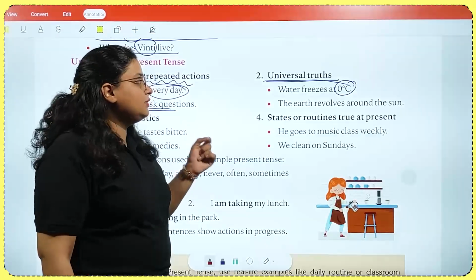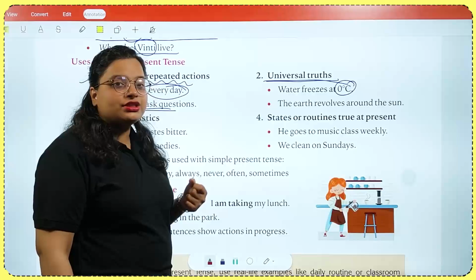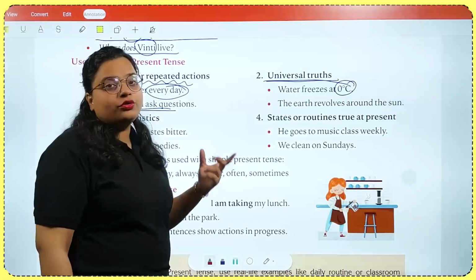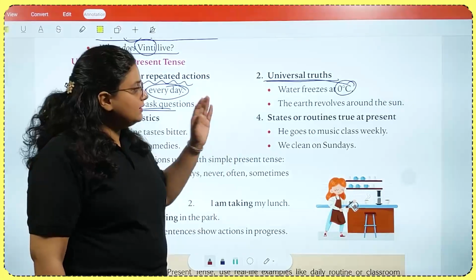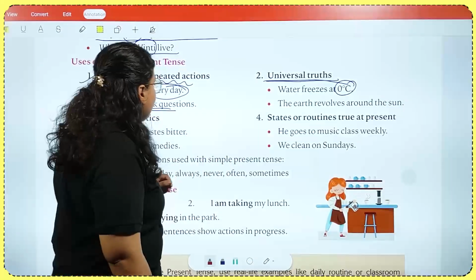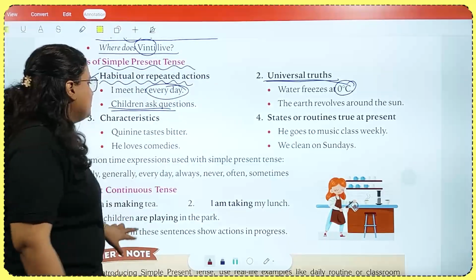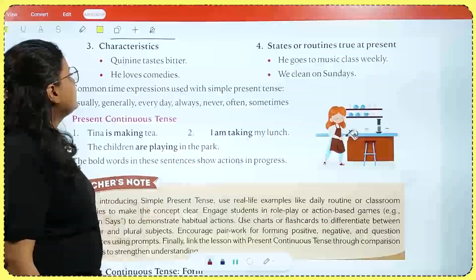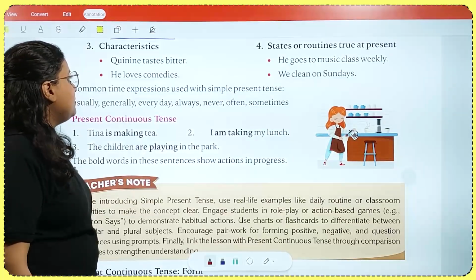Okay? Earth revolves around the sun. Very true. This fact will not change. You know, if tomorrow you wake up, the earth will not start revolving around another planet. This is a fact. So that's why you will use simple present tense. Okay. Characteristics.